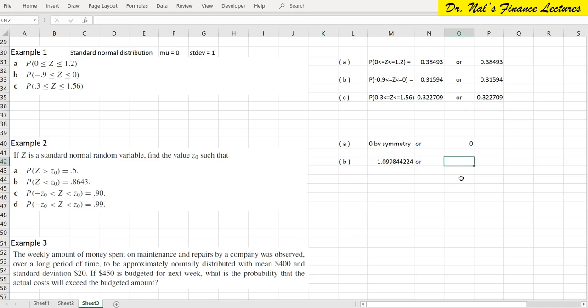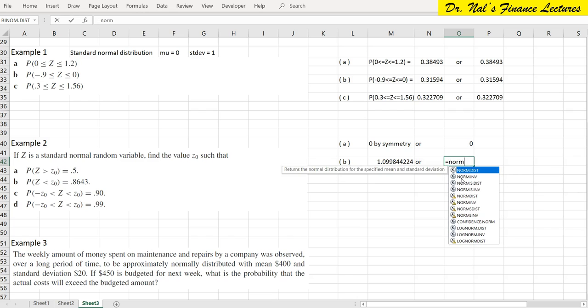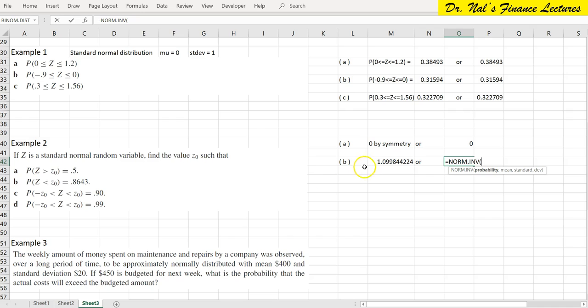Or we could have used the NORM.INV function. Let's just do it. NORM.INV function, right? So the probability is 0.8643. The mean is 0. The standard deviation is 1. That's it. It will give you the number with that area to the left. It's the same number. Perfect.